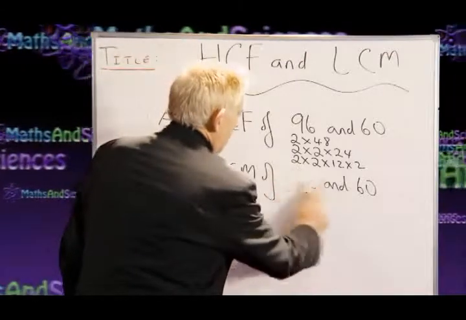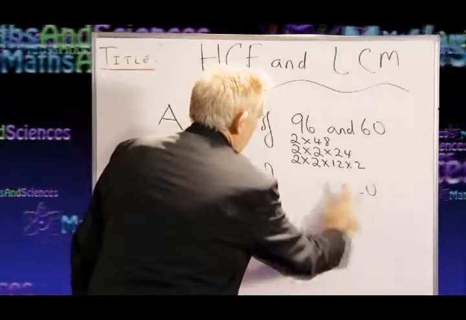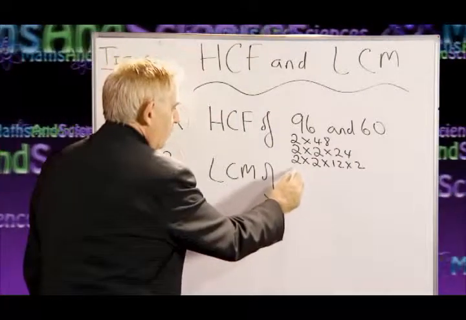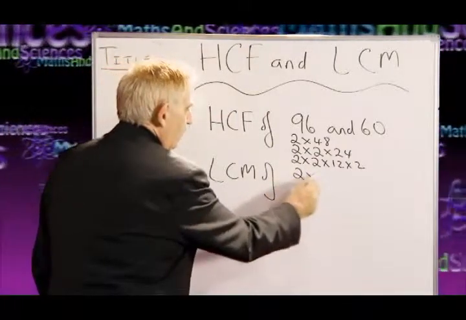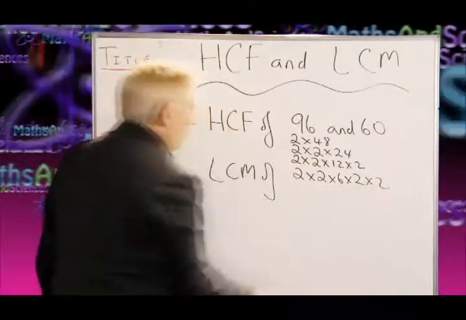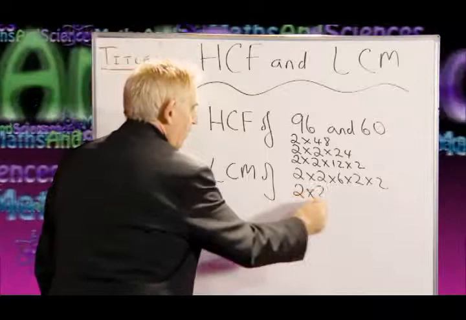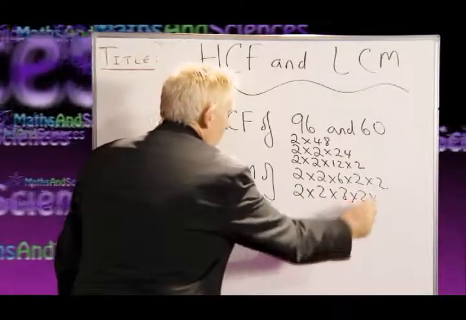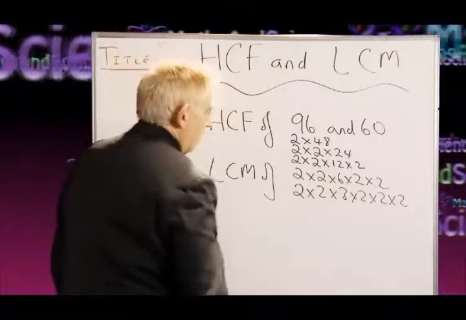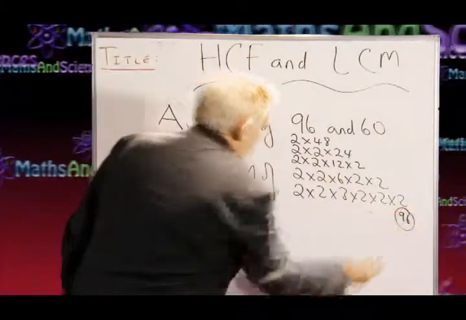I'm going to rub this bit out actually just to save a little bit of space. They're the same numbers for the other question, so there's nothing confusing. Let's see if we can split it up a bit more now. Yeah, we can go 2 times 2 times 6 times 2 times 2. Can we go any further? Yeah, I reckon 2 times 2 times 3 times 2 times 2 times 2. So that's 96. Now let's try and split 60 up.